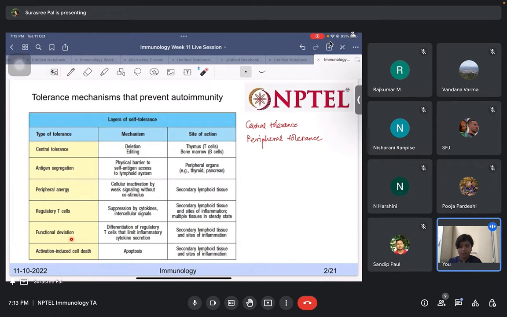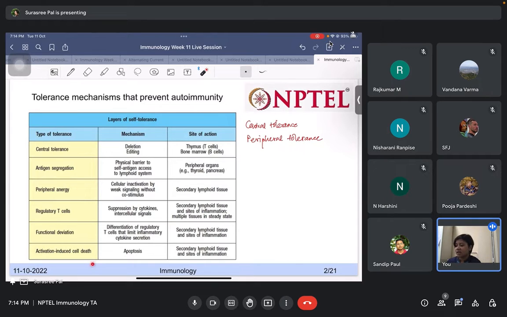Next is functional deviation. Functional deviation is one important concept where the T cells that produce the inflammatory cytokines are differentiated to produce regulatory T cells or Treg cells, right? So suppose one particular T cell is acting against the self antigen, and it is able to produce inflammatory cytokines. So obviously it will cause inflammation and autoimmune disease. So this T cell, if it is now programmed to differentiate into Treg cells, then it will cause inhibition of this inflammation, right? So this functional deviation also takes place.